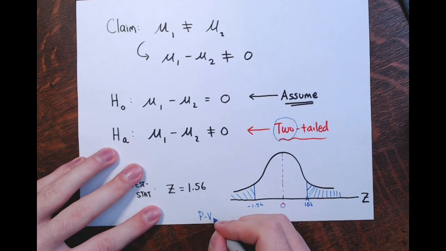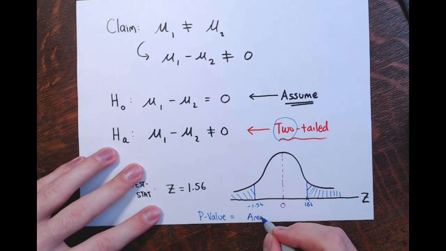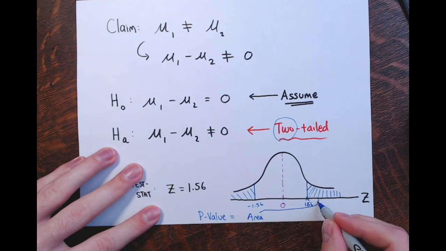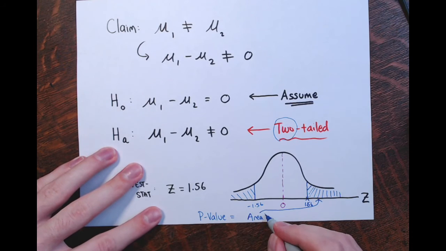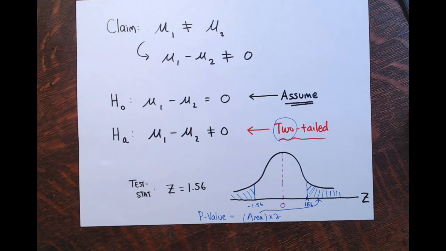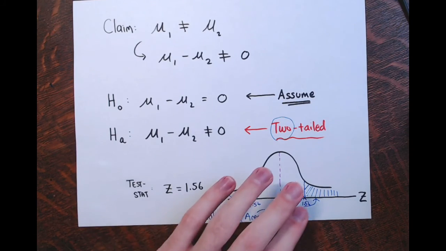So either way, you get the same value, right? So the p-value, remember, is this area, the area to the right of my test statistic, because it's right of the mean. If it was to the left of the mean, I'd just take the area to the left of the test statistic and then double it. So it's this area, times 2. Again, two-tailed test.